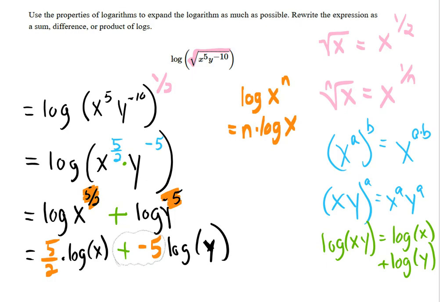So my final answer should be 5/2 log of the x minus 5 log of the y. And I'm pretty sure Mobius wants those multiplication dots in there. Hope you can still see that. So let me go back to Mobius.